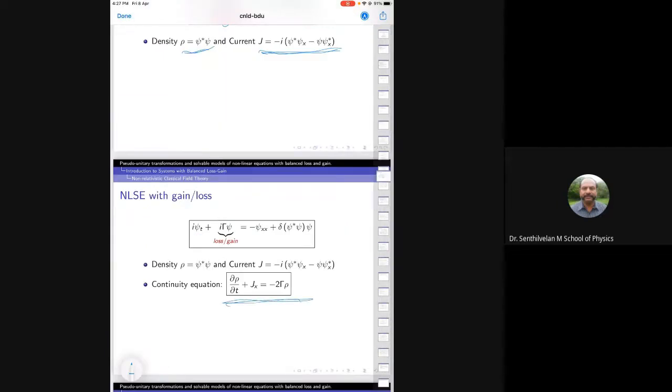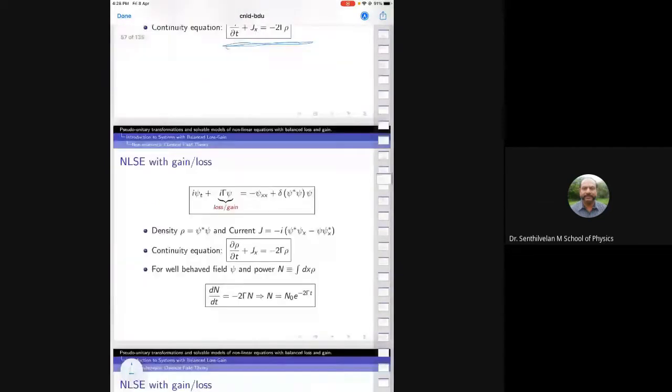So the density del rho del t plus del j x del x equals minus 2 gamma rho. You see, gamma is the term which is responsible for loss and gain. If gamma is equal to 0, then we get the standard continuity equation, del rho del t plus del j x del x equals 0, and we can define the conserved charge. But if gamma is non-zero, then things are not conserved. There are source and sink terms.